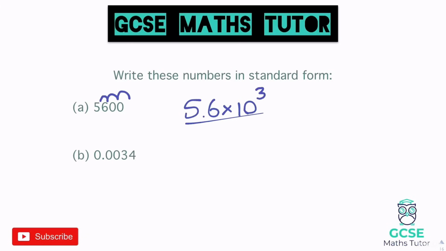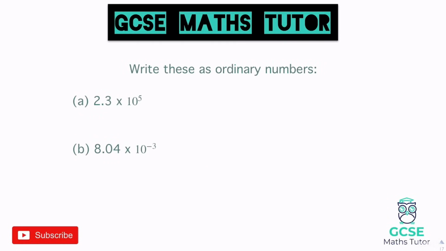final answer. The next one is a small number, so we're going to have a negative power because we hopped the decimal the other way this time. So 1, 2, 3 would make it 3.4, and again this time it would be times 10 to the negative 3 because it's a 0 point number. That indicates that it's a small number.